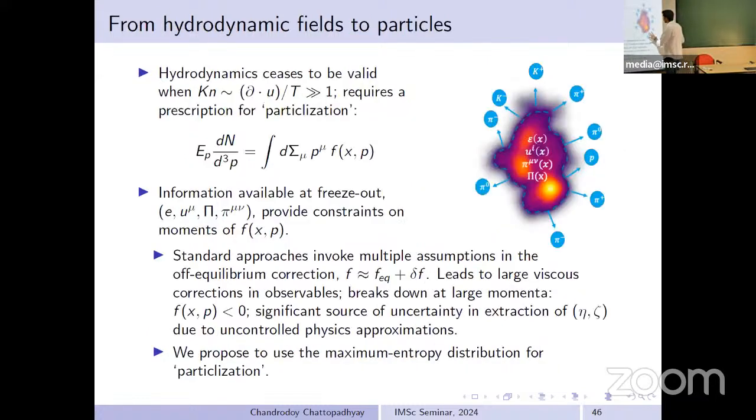And finally, this maximum entropy idea need not be used only to formulate hydro. It can also be used at the end of the hydrodynamic stage of heavy ion collisions, where the hydrodynamic fields are converted to particles. There again, the same problem arises: we have knowledge of the energy momentum tensor. How do we reconstruct a particle distribution function that we can evolve after that? Because after that stage, the medium is too dilute for hydrodynamics to be applicable. There again, the same procedure can be formulated, and we propose to use this maximum entropy for this problem of converting the hydrodynamic fields to particles.